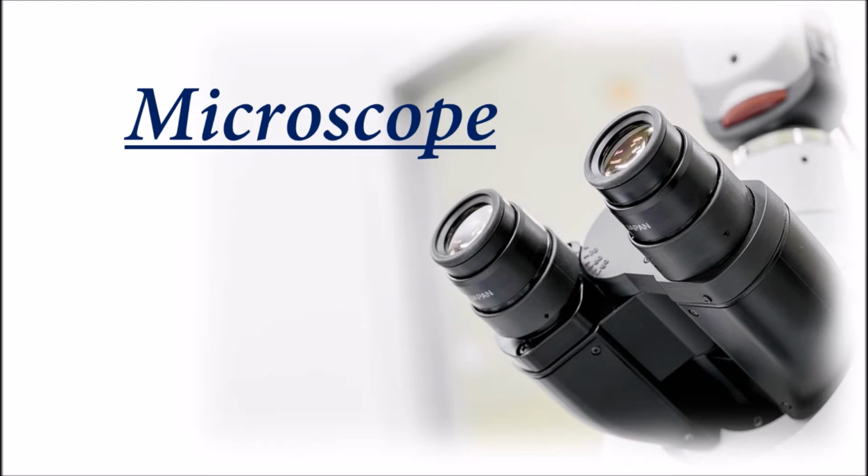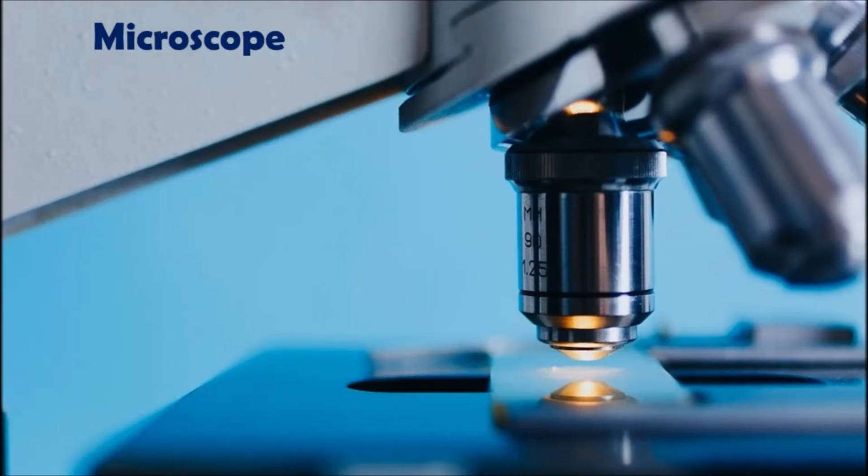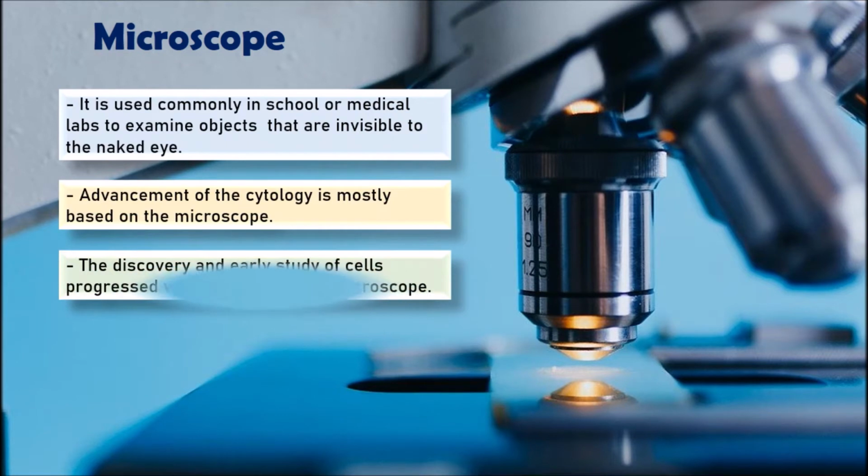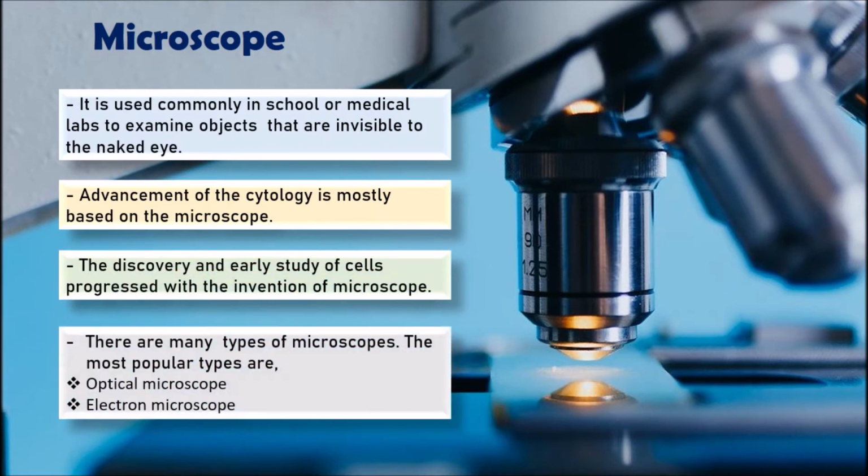Today in this video, we are going to talk about an essential instrument which is widely used in the field of biology. It is the microscope. Microscope is an instrument used commonly in school or medical labs to examine objects that are invisible to the naked eye.